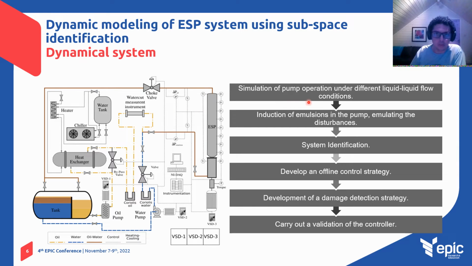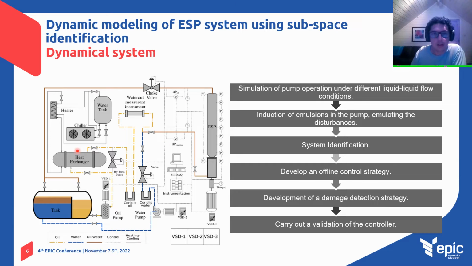First, a simulation of the pump operating under different liquid flow conditions on an experimental bench. Next, induction of emulsion in the pump, emulating the disturbance. After, the identification of the operational variables that best represent the behavior of the systems. After, develop an offline control strategy that allows the system operator to make control decisions. Develop a damage detection strategy to operate the pump based on the monitoring of operational variables. Carry out a validation of the controller developed on the experimental bench.